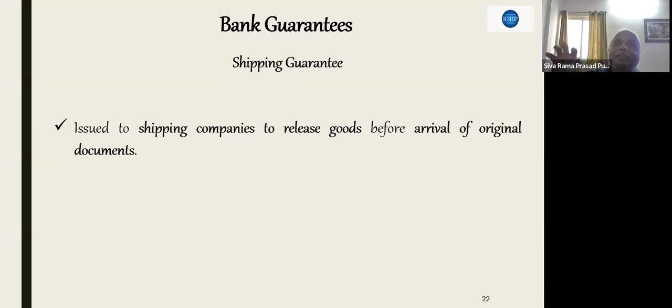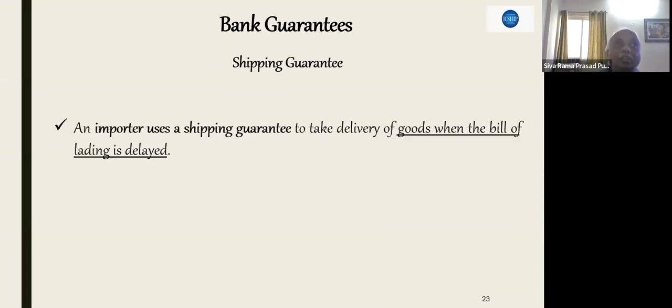That's why we are always thinking about the live loans, that is, the loans and advances. This is also one of the bank's businesses. Whatever branches we have, bank guarantee is also big business for us, at least 40% or 50% of the loans and advances. The shipping guarantee is issued to the shipping companies to release the goods before arrival of the original documents. An importer uses a shipping guarantee to take the goods when the bill of lading is delayed.